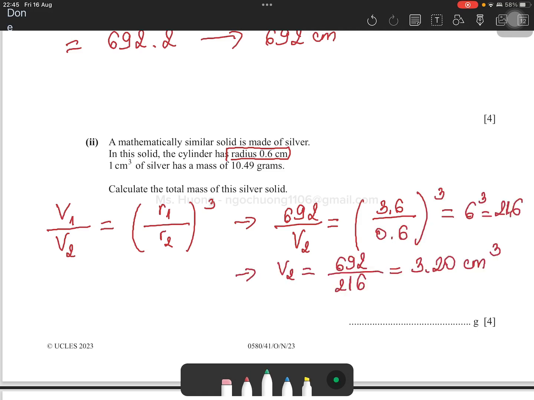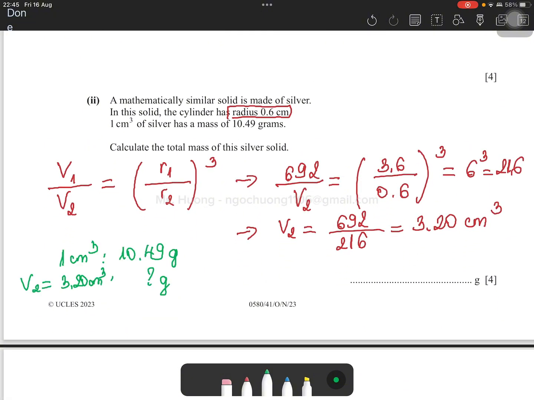And we know that 1 cubic centimeter has a mass of 10.49 grams. So if the volume is 3.2 centimeters cubed, then it is how many grams? To find the mass of this, we will need to multiply 3.20 by 10.49, and then we divide it by 1. So the answer is 33.6 grams.